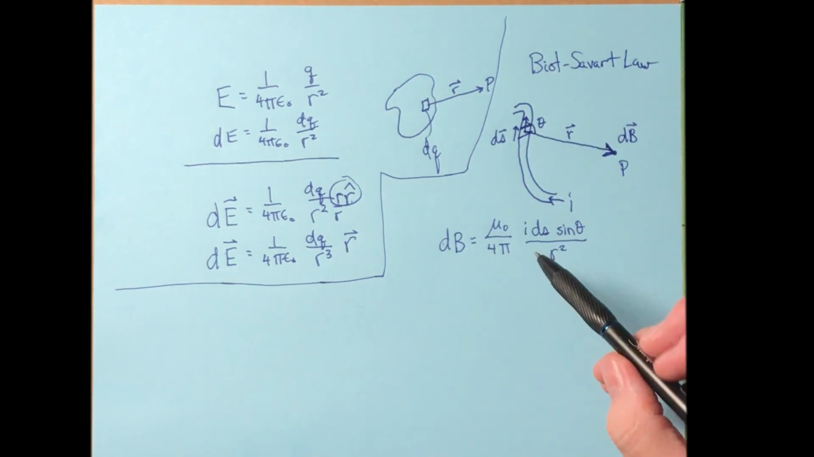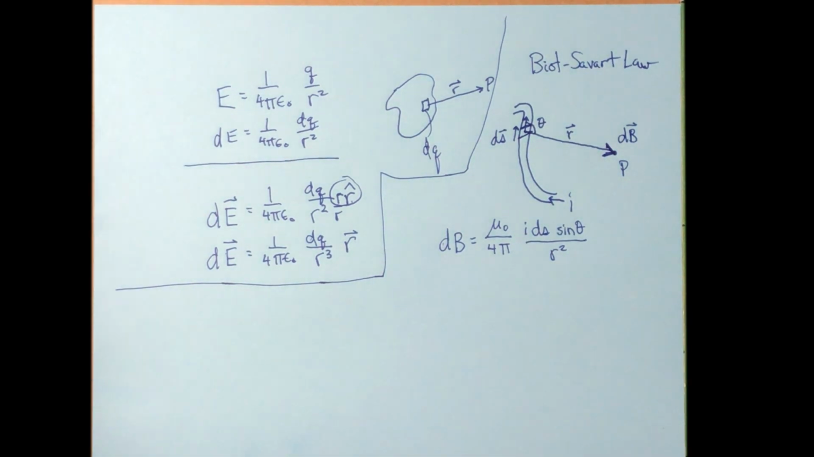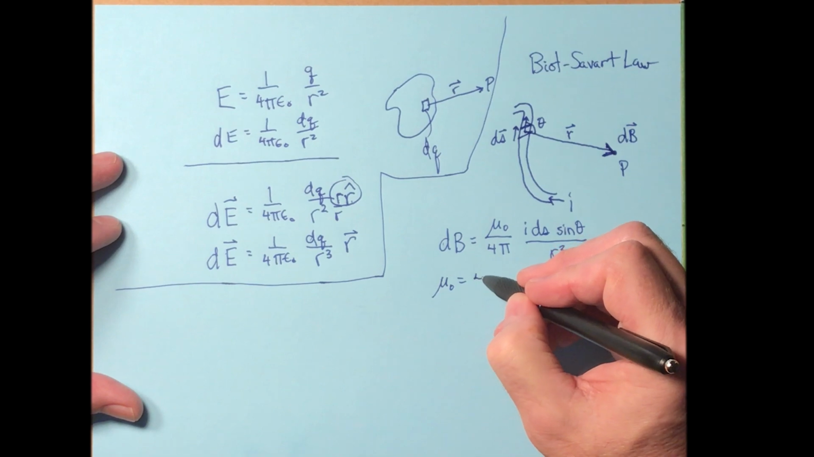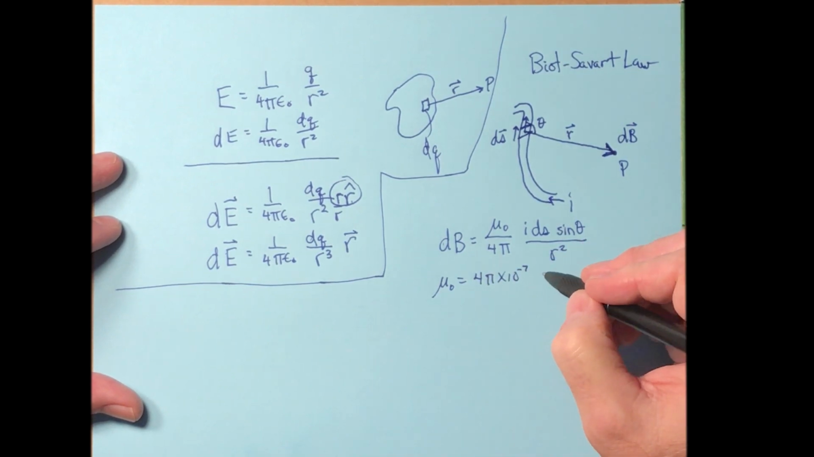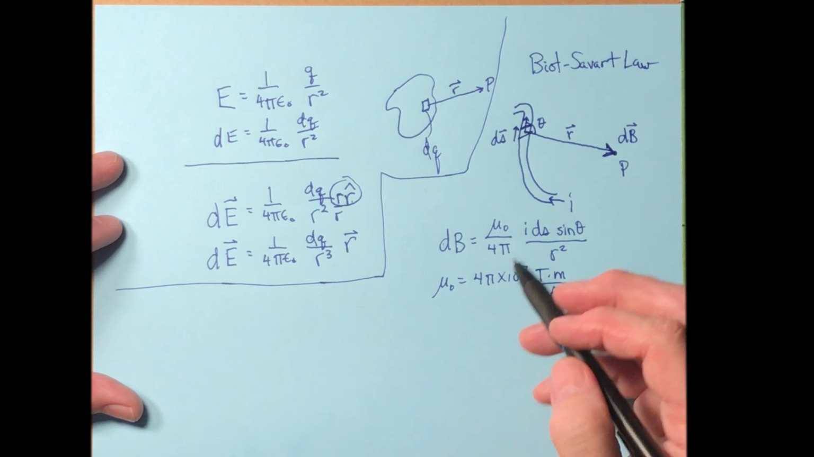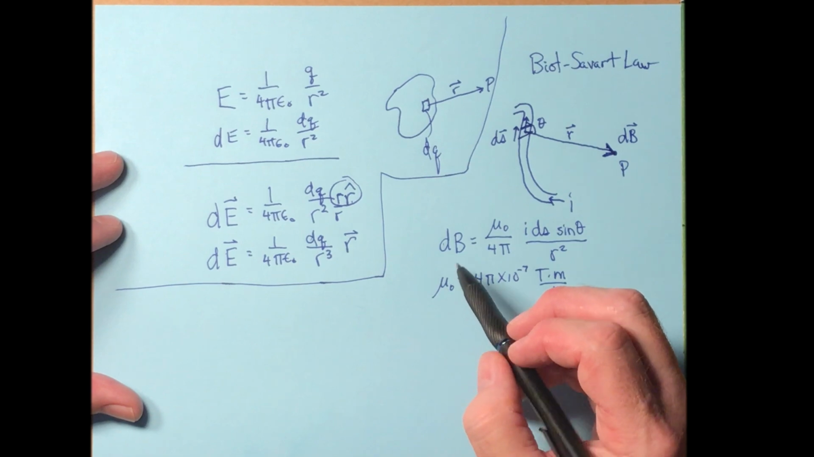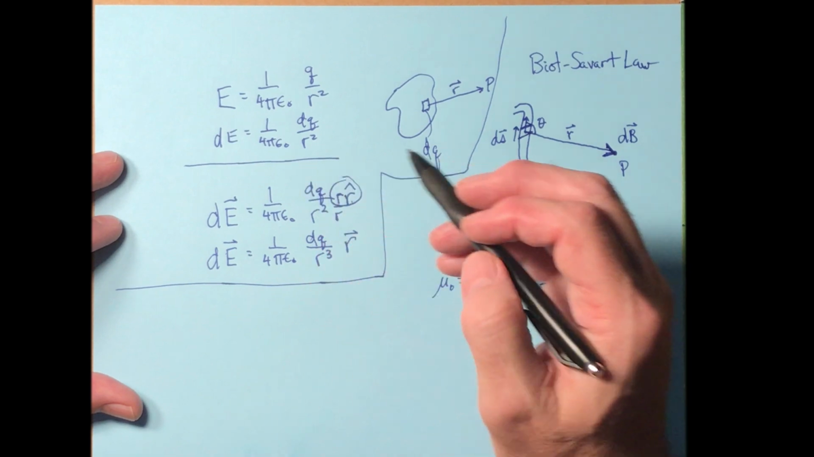There's a couple of things that, well, maybe you don't recognize this term, mu naught. Mu naught is the permeability constant. So mu naught is actually equal to 4 pi times 10 to the negative 7th, and the units are Tesla meter per ampere. That's what mu naught is, and it's called the permeability constant. It plays the same role in magnetism as epsilon naught did for electricity over here.